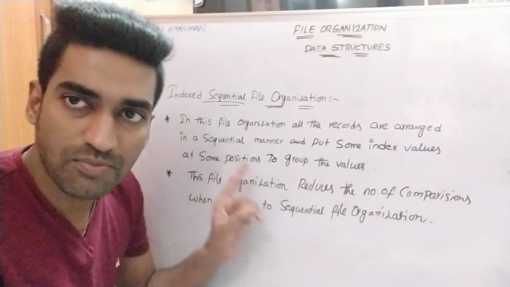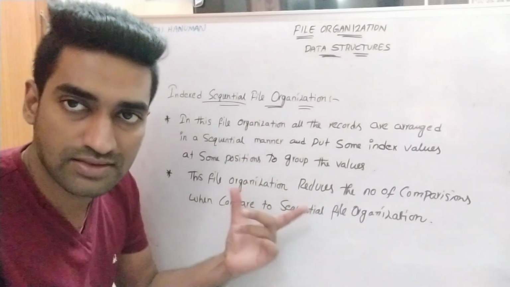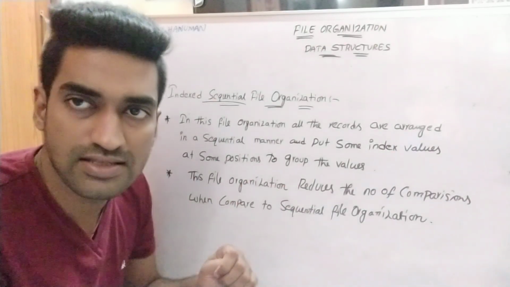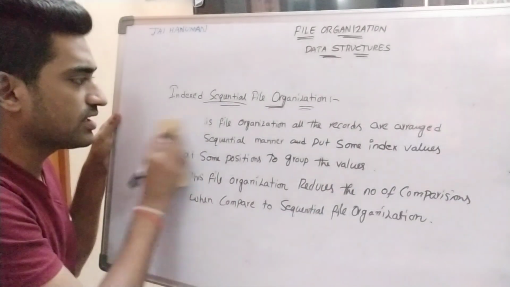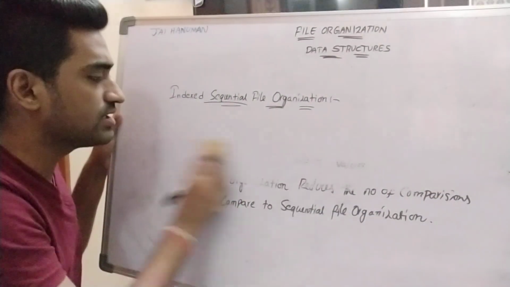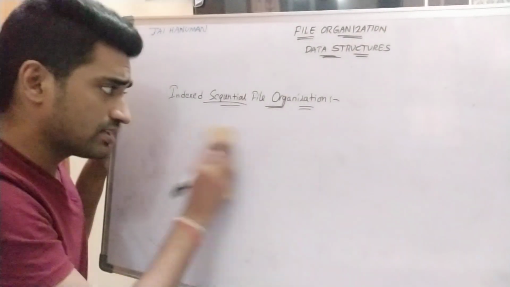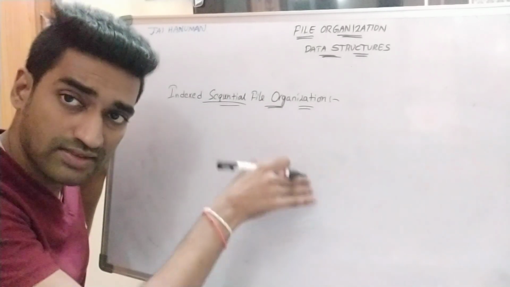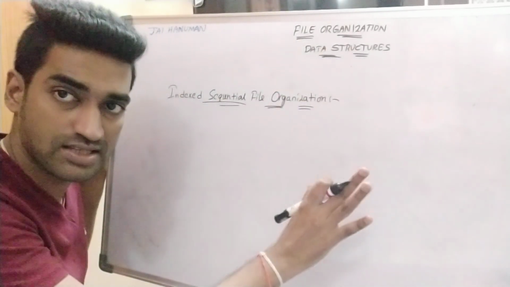This concept is a combination of both sequential file organization as well as indexed sequential file organization, right? Here I am taking one example to explain the indexed sequential file organization. First of all, in indexed sequential file organization, all the records are arranged in a sequential manner. Then we put some index values at some positions to group the values. That is the general process, right?